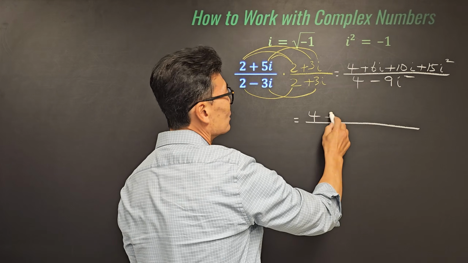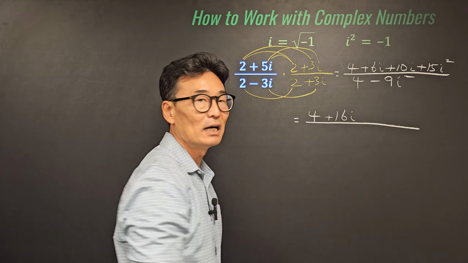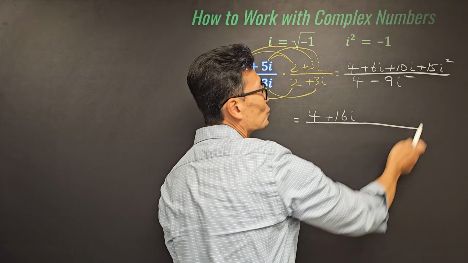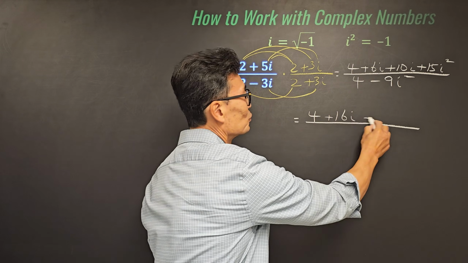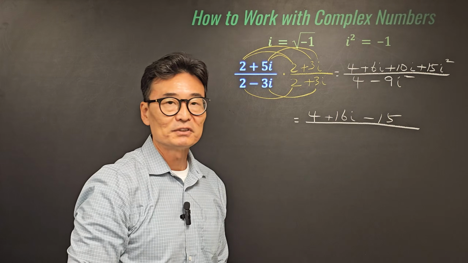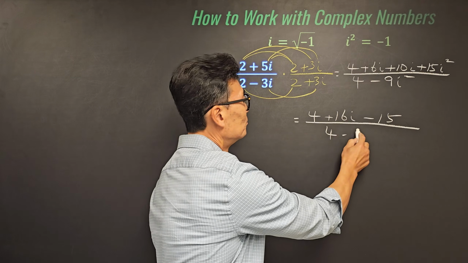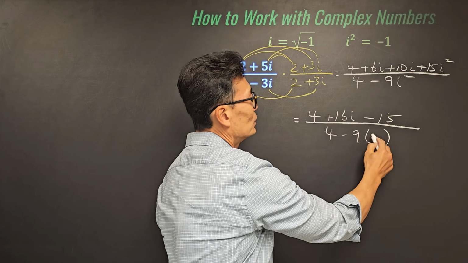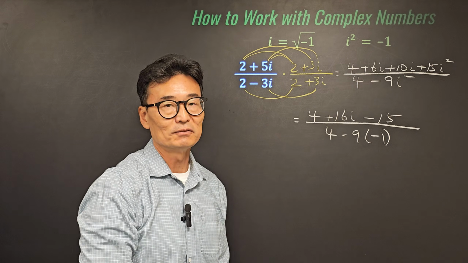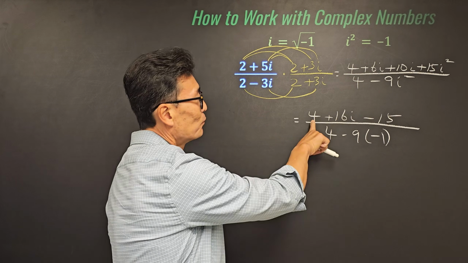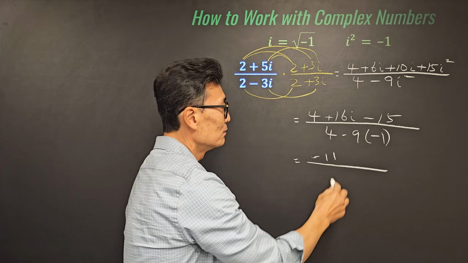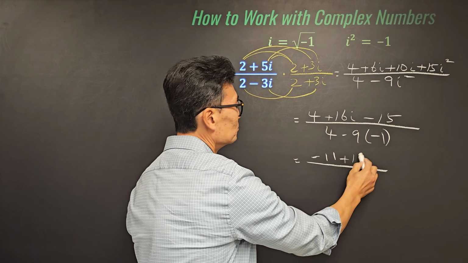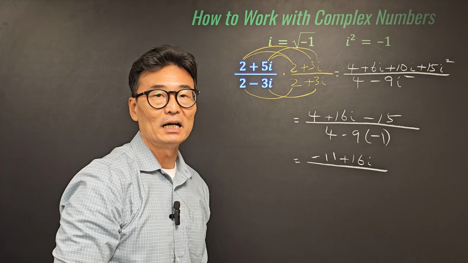6i and 10i is our 16i. And then 15i squared is 15 times negative 1. So it's going to be negative 15. Same thing on the bottom. That i squared turns into negative 1. 4 minus 15 is negative 11. And then we have the 16i.